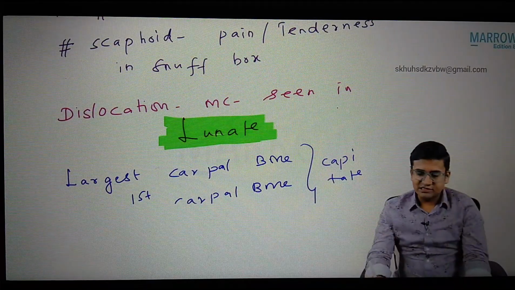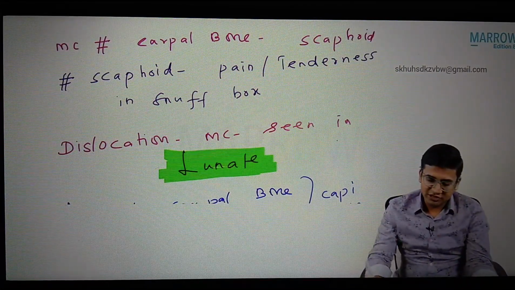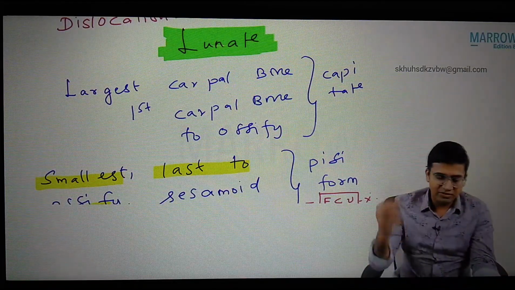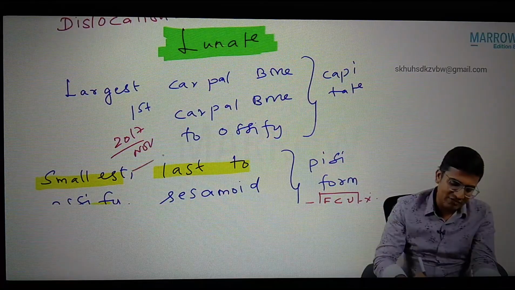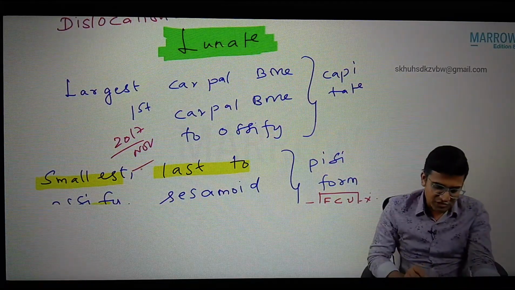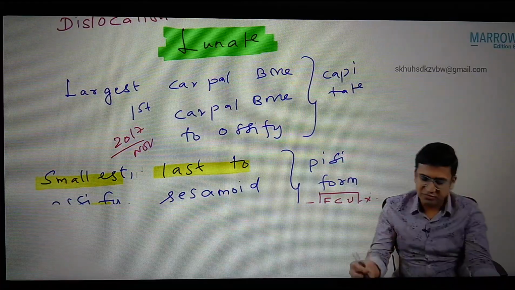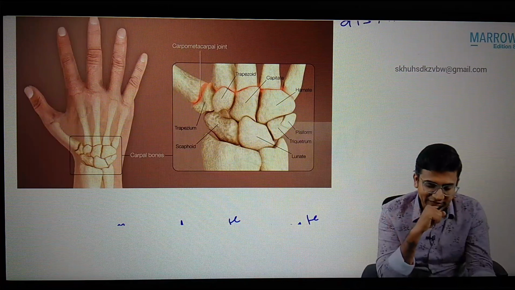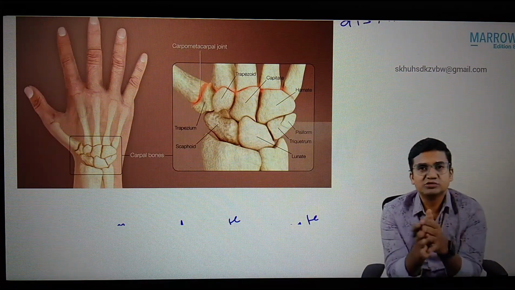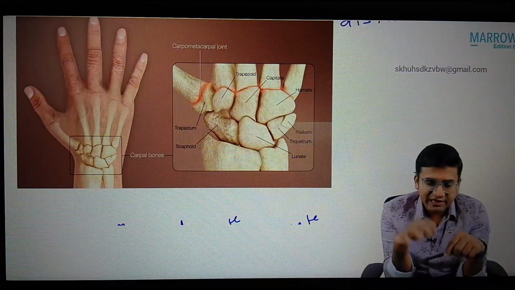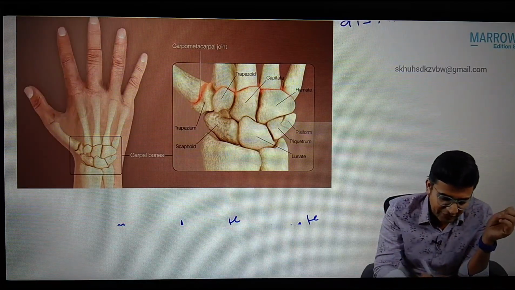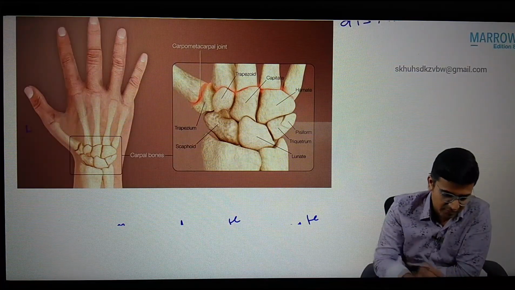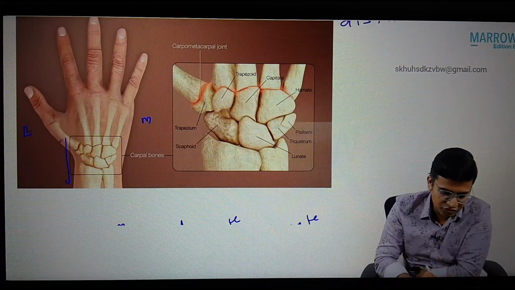So fracture is most commonly seen in scaphoid, dislocation in lunate, largest carpal bone and first carpal bone to ossify is capitate. They gave this question in the AIIMS exam, a very old question, November 2017. Now smallest carpal bone, last to ossify, sesamoid bone: pisiform. So these are the basic points about the carpal bones. You have to identify these bones in the image. In the exams, they will give image-based questions only. They will mark any of these carpal bones and ask you to identify them. Now this is the lateral side and this is the medial side. Now we're going to zoom into this area.